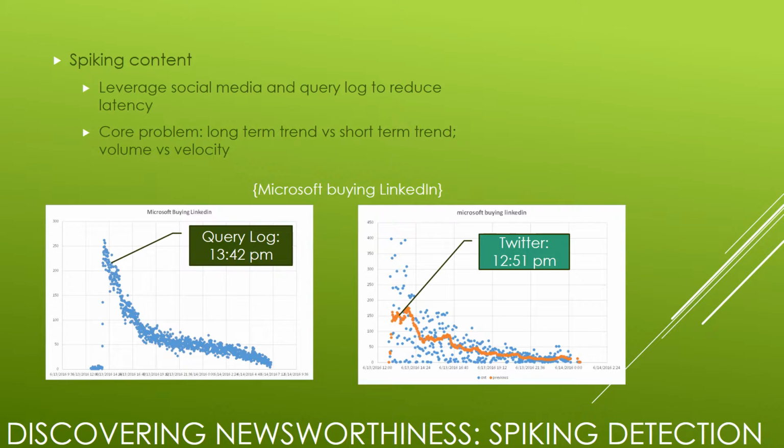Next problem: discover newsworthiness. This is the critical problem before we even talk about personalization. One idea is to model spikiness, leveraging social signals. Social spikiness is usually ahead of search engine spikiness, as you can see from the plot.